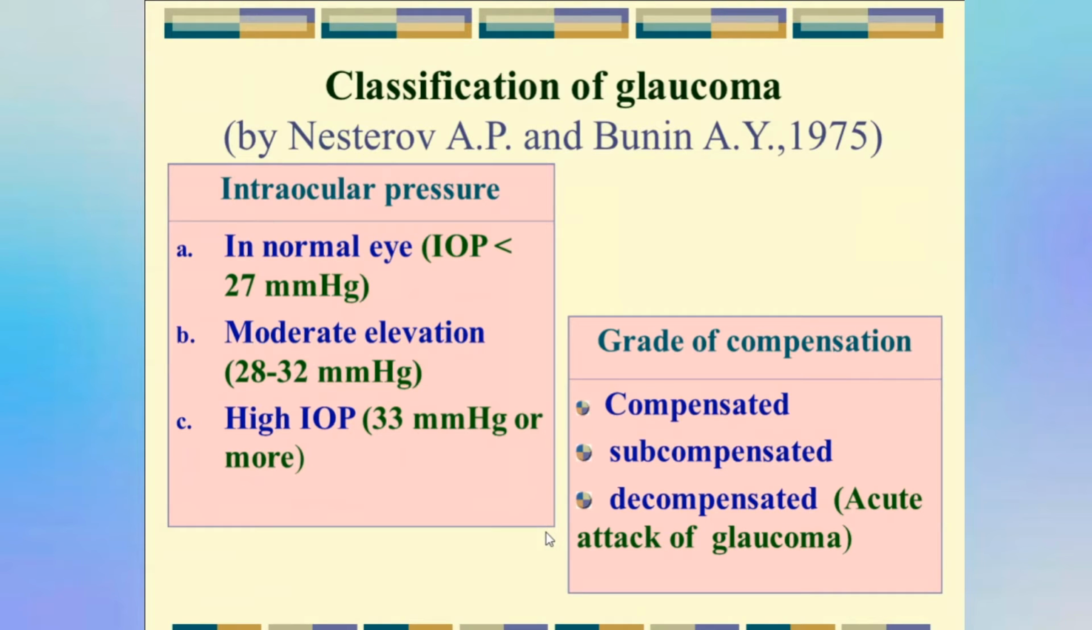Also, we can classify glaucoma according to intraocular pressure. Normal intraocular pressure: less than 27. Moderate elevation: 28 to 32. And high intraocular pressure: more than 33.